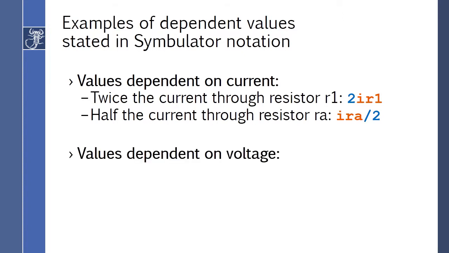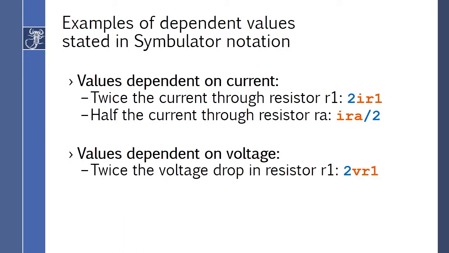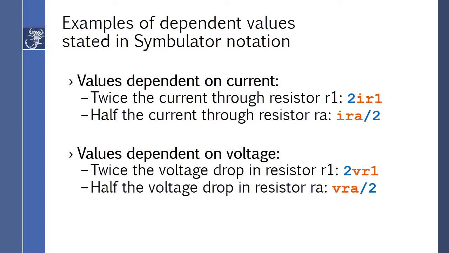Pretty straightforward. If the value was dependent on voltage, let's say twice the voltage drop in a resistor R1. As you know, for every resistor, a variable will be created called V and the name of the resistor, including the voltage drop in that resistor, meaning the difference in voltage between node 1 and node 2 in that resistor's description. So we can say 2 VR1, and Symbulator will understand that this means twice the voltage drop in that resistor. For example, half the voltage in resistor RA is VRA divided by 2.